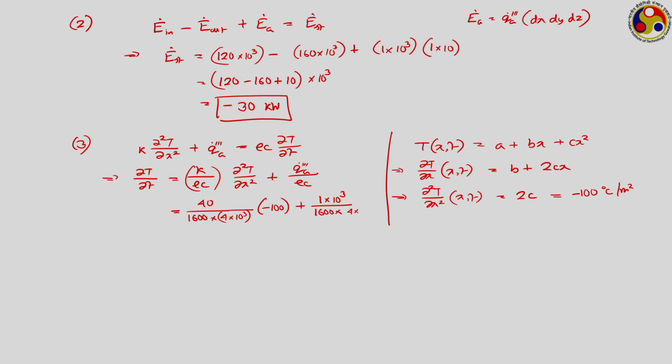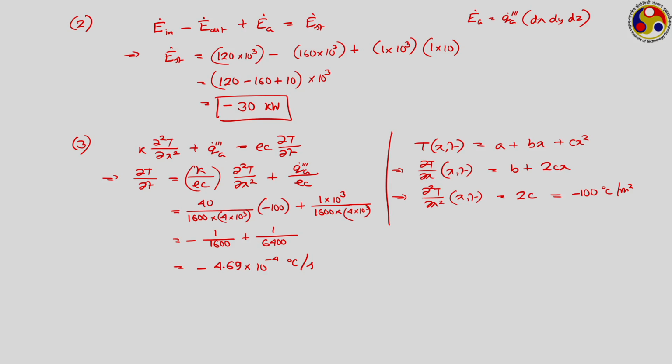1600 into 4 into 10 cube. From the top we have just 1 upon 1600 left here, whereas in this case we are left with 1 by 6400. Calculating this quantity comes to something like 4.69 into 10 to the power minus 4 degrees C per second.